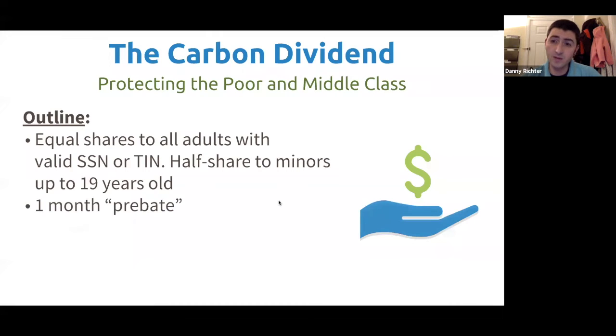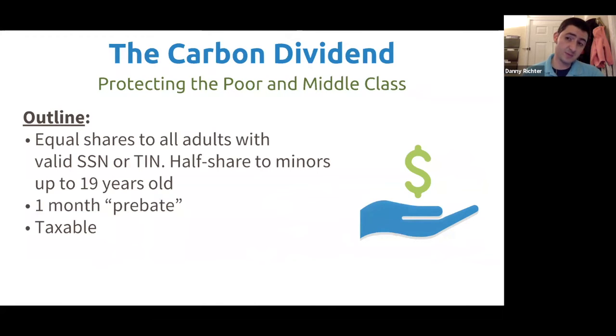There's some other great things about the carbon dividend. There's a 1-month prebate. So that means that the first dividend comes the month before the fee hits. And so, let's say that first dividend is $36. Over the next 3 years, that would be made up. So the next 36 payments, that's 3 years, 12 times 3 is 36 months, each of those would be $1 less. And so on a 10-year scoring period, it would still be revenue neutral.